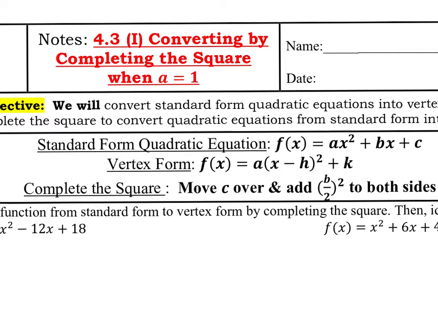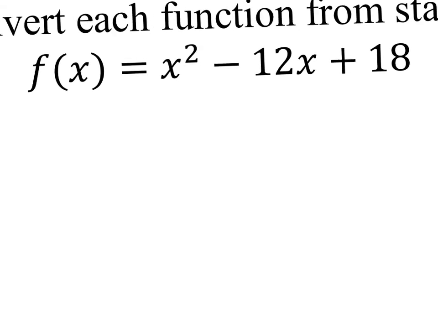So completing the square is a relatively simple process, and you're essentially going to do this. I just wrote it down so you have something to reference. Move c over and add b over 2 squared to both sides. That doesn't really mean much to you right now, but once I do a few examples, you'll get what I mean.